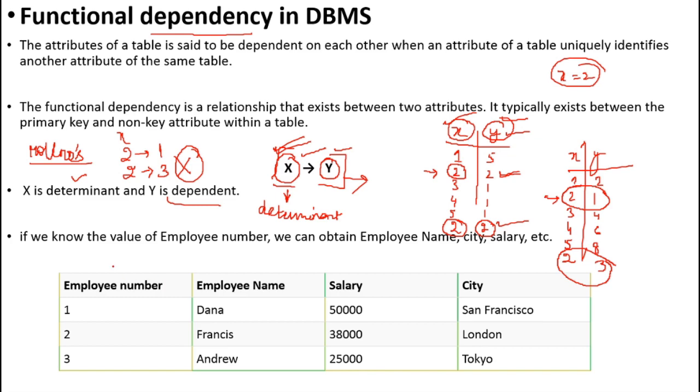Now we can see a table. As I was giving you an example of roll numbers, here we have employee number, which is 1, 2, 3. These are unique, and from this employee number we can correspondingly fetch the value of employee name. Let's suppose this is X and this is Y. Whenever I give you the X value equal to 1 for this employee number, you will find the same name corresponding to it, that is Dana.